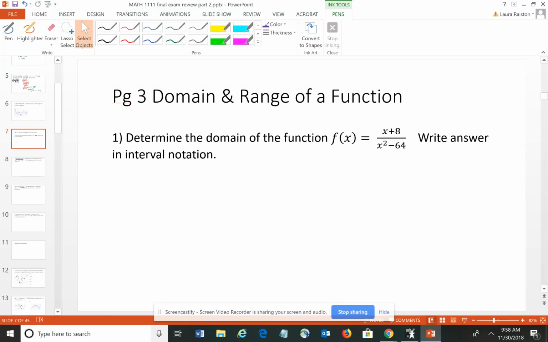We're continuing with the review for the Math 1111 final exam. We're on page 3 of the review sheet document under the heading Domain and Range of a Function. And let me remind you how to find the domain of a function. This first question does ask you just to find the domain.